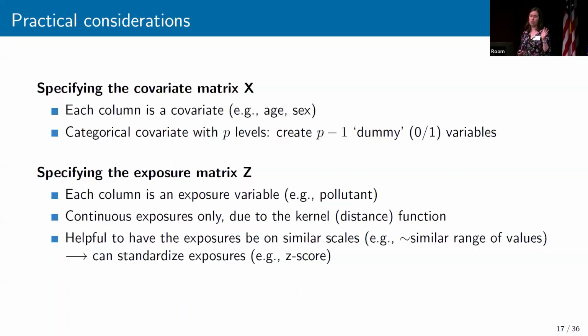I also want to touch on what to do if you have really skewed exposures. You've seen lots of log transformed variables. That's probably a good idea because if you do have a lot of skewed variables, you'll get a really wiggly exposure response function and very uncertain estimates if you don't have a lot of data in those parts of the exposure space. So those are just some practical things to keep in mind.